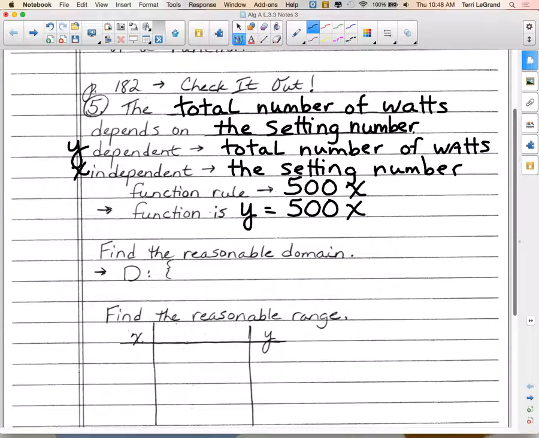If they say function notation, how do we write it? How would we write this instead then? Yeah, or f of x equals 500x. Either answer could show up in an answer bank. Either answer would be correct. Okay, now we're into the part, find the reasonable domain.